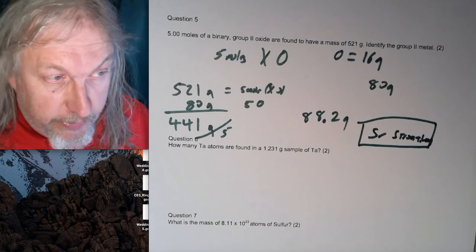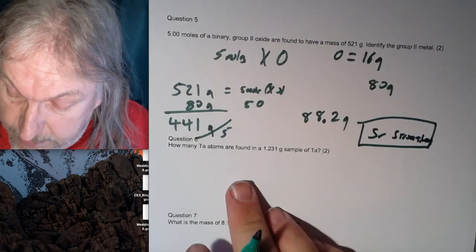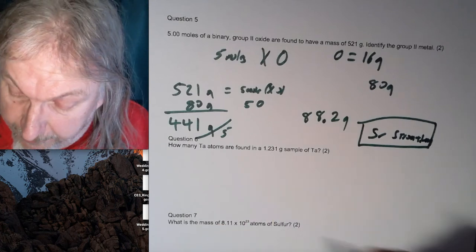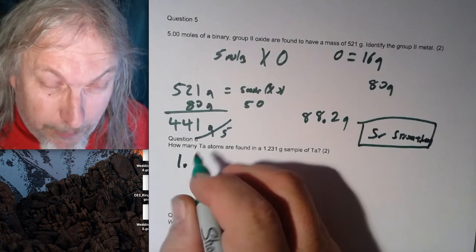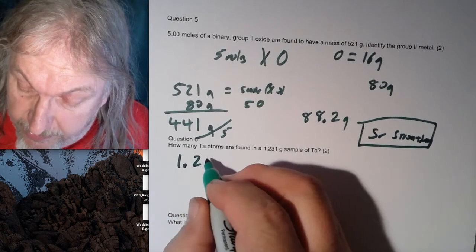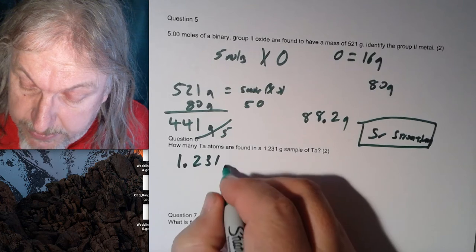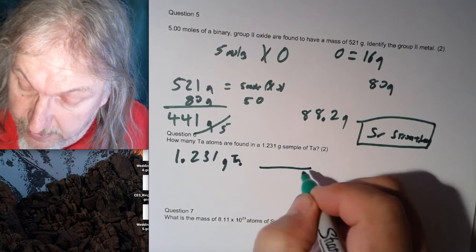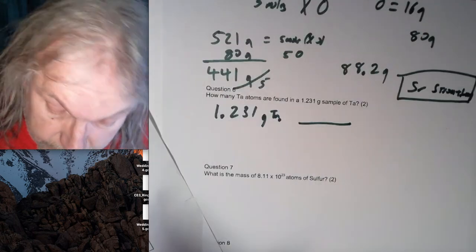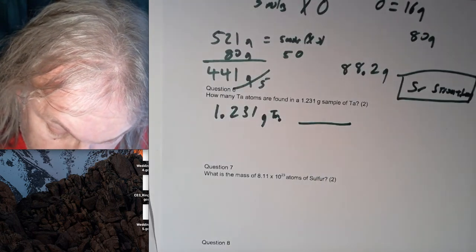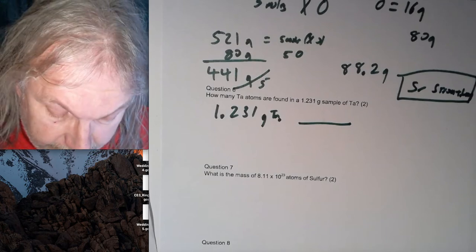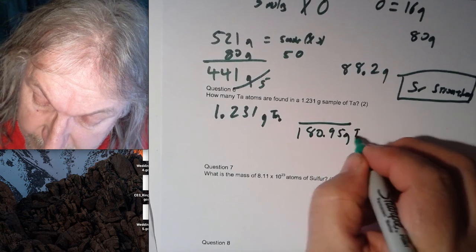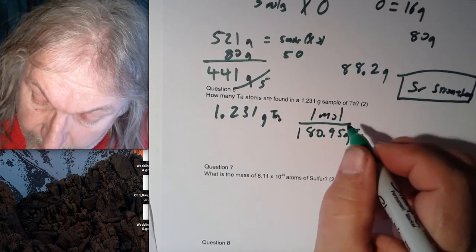We can knock out 6 real quick too. So how many tantalum atoms are found in a 1.231 gram sample of tantalum? So now we're going to use a couple of concepts here. So I got 1.231 grams. So I've got to get it into moles, right? Ta, so tantalum, right here, element number 73, has a mass of 180.95 grams Ta in 1 mole.